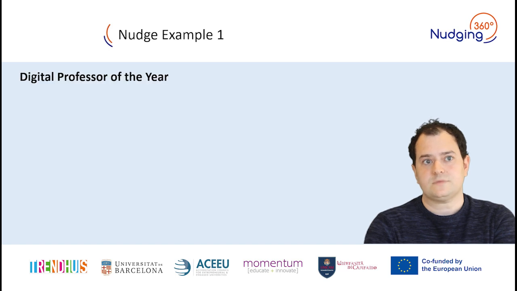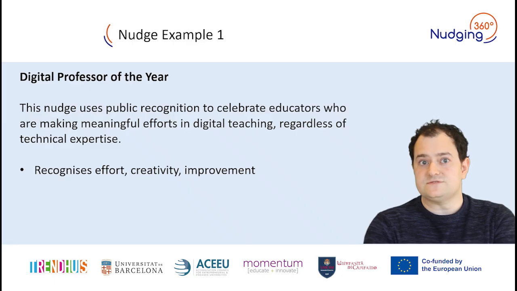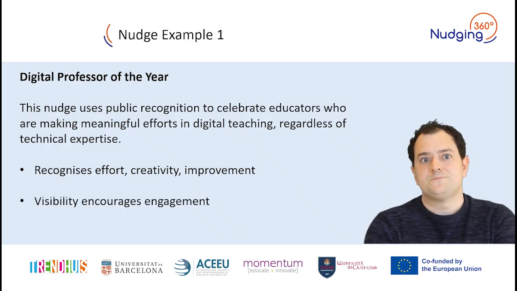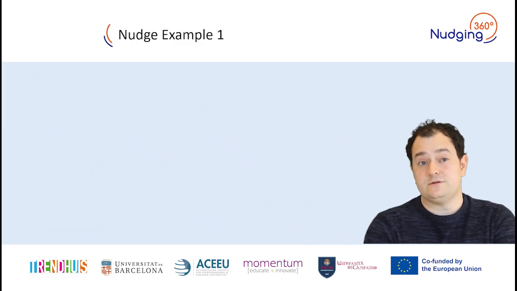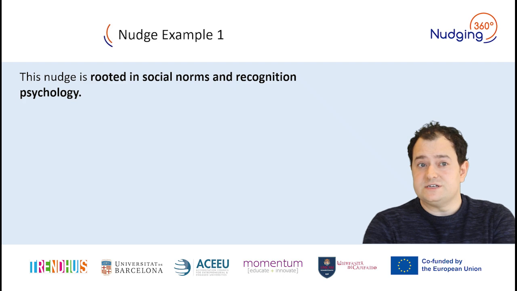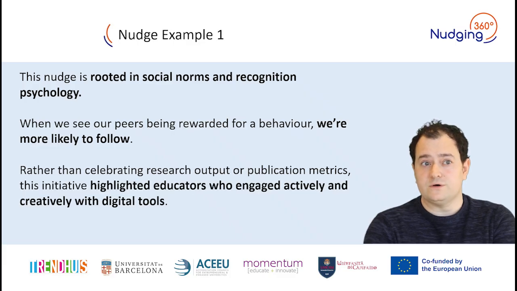Digital Professor of the Year. This nudge uses public recognition to celebrate educators who are making meaningful efforts in digital teaching, regardless of technical expertise. By making digital engagement visible and socially valued, it encourages others to experiment and participate. Institutions that piloted this nudge reported increased uptake of digital tools and more peer-to-peer knowledge sharing. This nudge is rooted in social norms and recognition psychology. This is the idea that when we see our peers being rewarded for a behavior, we're more likely to follow.